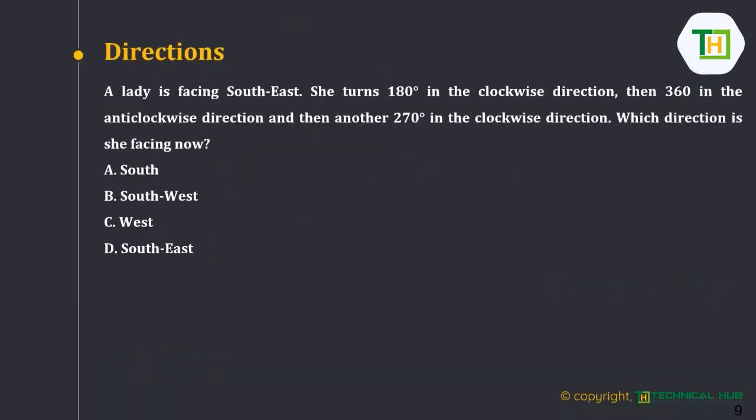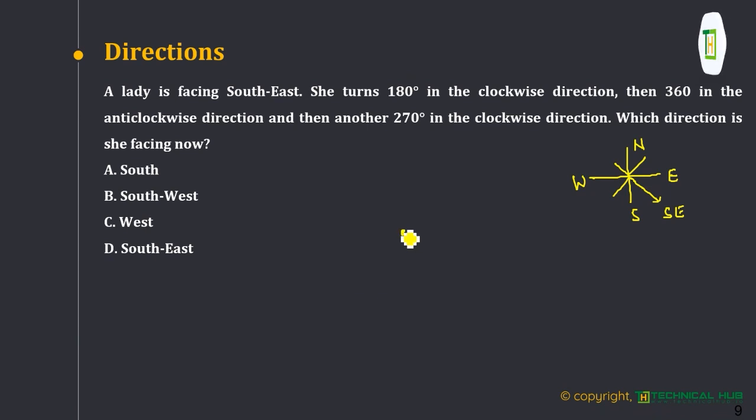A lady is facing southeast. She turns 180 degrees in the clockwise direction, then 360 in the anti-clockwise, and then another 270 in the clockwise direction. Okay, which direction is she facing now? So initially she is facing southeast, right? So you know the directions. This is east, this is south, west, and north. So southeast means in between south and east, it must be southeast here. Okay. So these are the remaining four directions we know. So first I take the lady is facing towards southeast. Okay. This is the direction in which this lady is facing here.